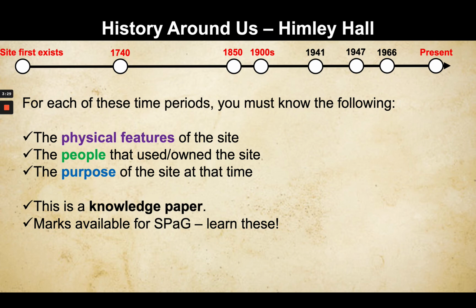There are marks available for spelling and grammar on this paper. It's the only exam out of the exams that you're going to do for OCR History B where your spelling and grammar matters. Now, I don't want you to panic about this, but it just means that you need to be confident in accurately spelling physical features, the people, the purposes of the site. Things like capital letters for Himley and Hall are really important. These are really easy marks to pick up, so make sure that you spend some time really focusing on your spelling and grammar in the actual essay questions.